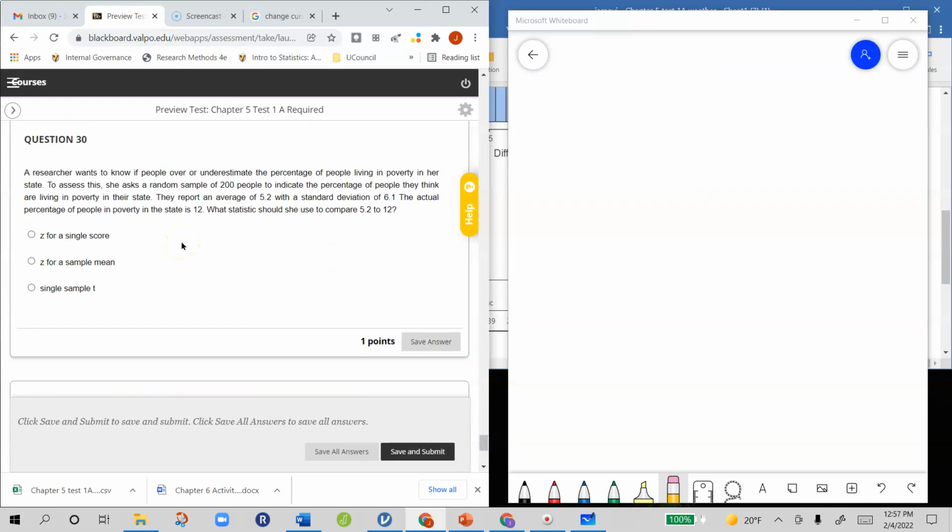Question 30, a researcher wants to know if people over or underestimate the percentage of people living in poverty in her state. To assess this, she asks a random sample of 200 people to indicate the percentage of people they think are living in poverty in their state. They reported an average of 5.2 with a standard deviation of 6.1. The actual percentage of people in poverty in the state is 12. So we want to compare a sample mean to this population mean of 12, but note that we don't have a standard deviation of the population. Since we don't have the population standard deviation, we have to use the single sample T.